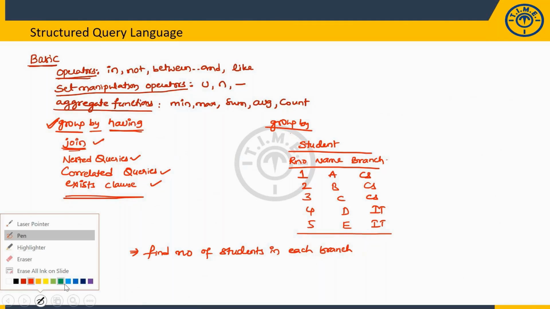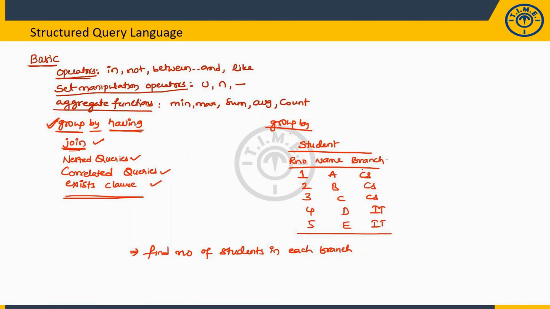It means these student records have to be divided into groups according to their branches. CS people will be in one group, IT people will be in one group. You form two separate groups. So to divide the rows into groups, we have to use a group by query. So we have to write group by branch, from the student table.